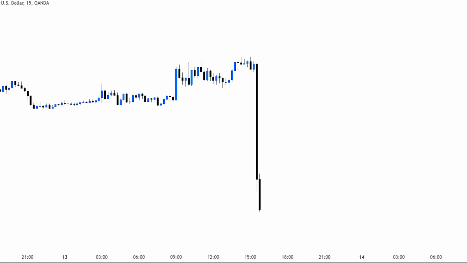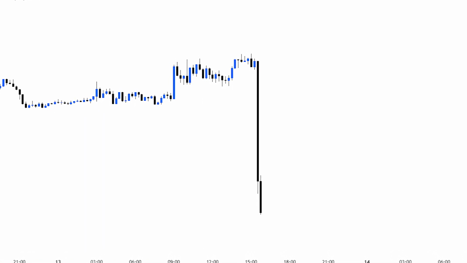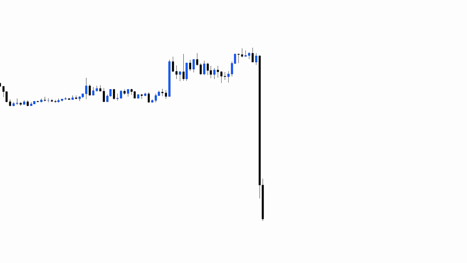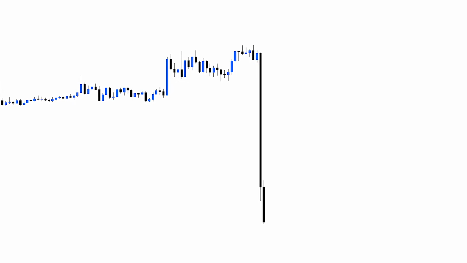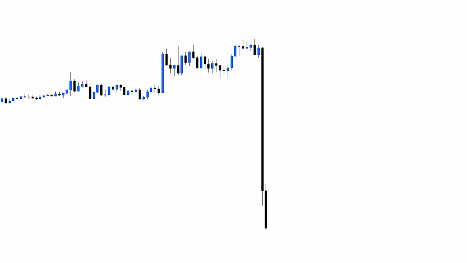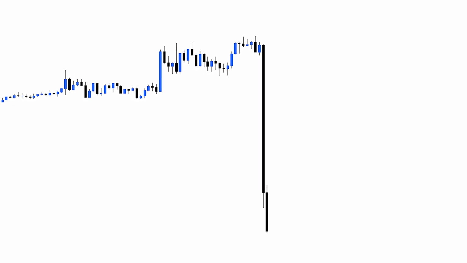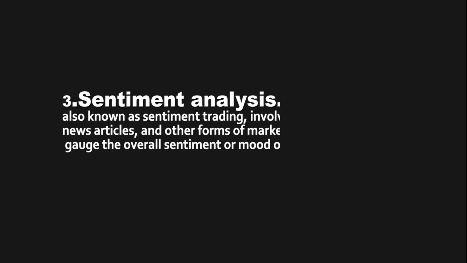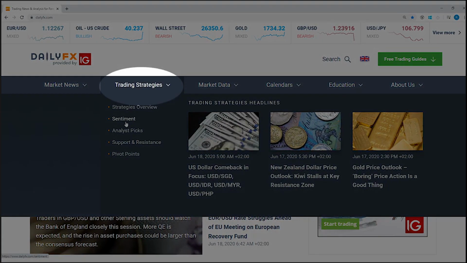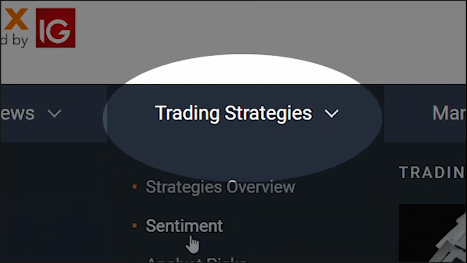Fundamental analysis can be a useful tool for Forex traders, but it is important to note that past performance is not necessarily indicative of future results. It is always important for traders to carefully consider the risks and potential rewards of any trade before making a decision. 3. Sentiment analysis, also known as sentiment trading, involves using social media, news articles, and other forms of market commentary to gauge the overall sentiment or mood of market participants.